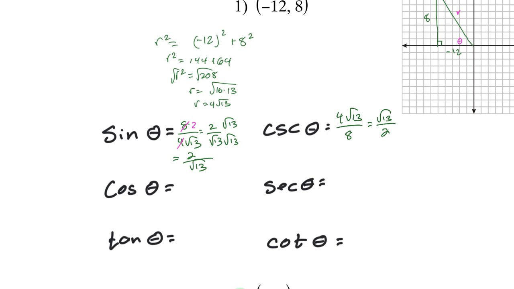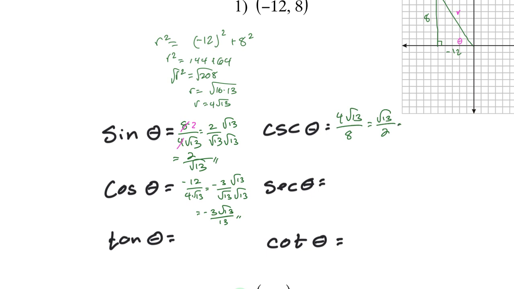Then cosine is x over r. So negative 12 divided by 4 square root of 13. By simplifying here, I got negative 3 over the square root of 13. And again, I'm going to rationalize. So I get negative 3 square root of 13 over 13.